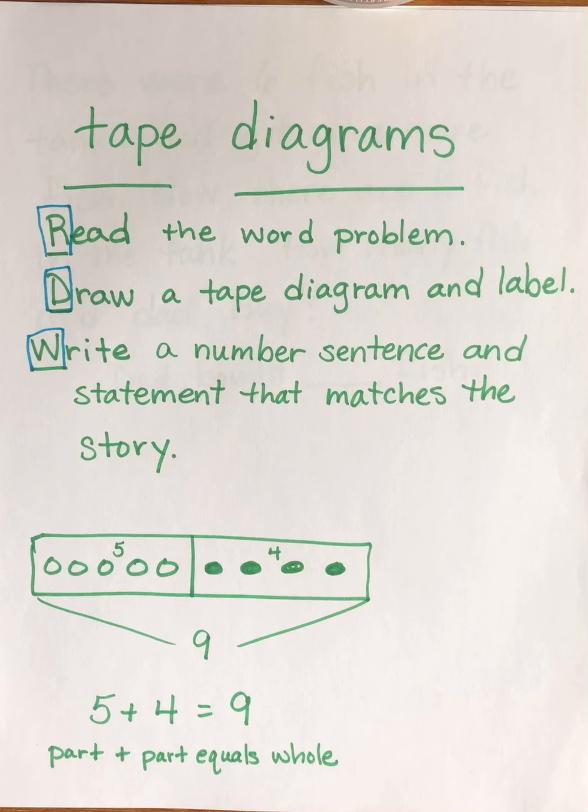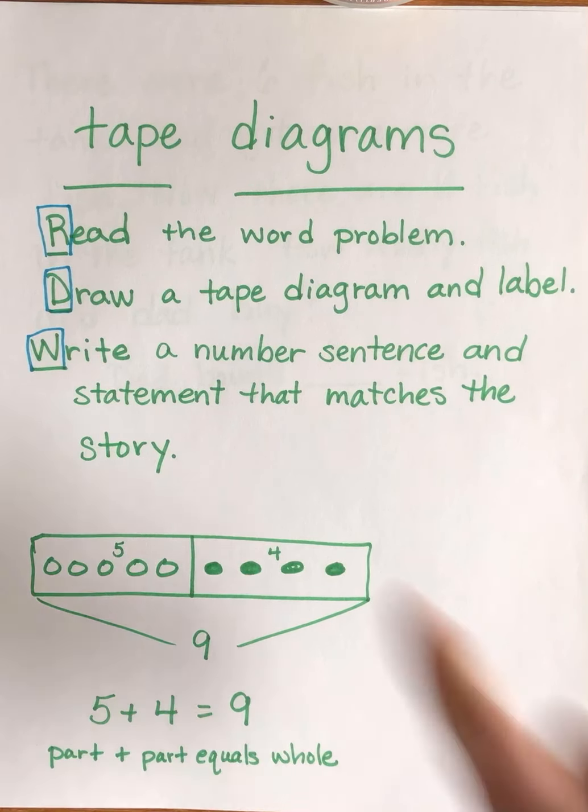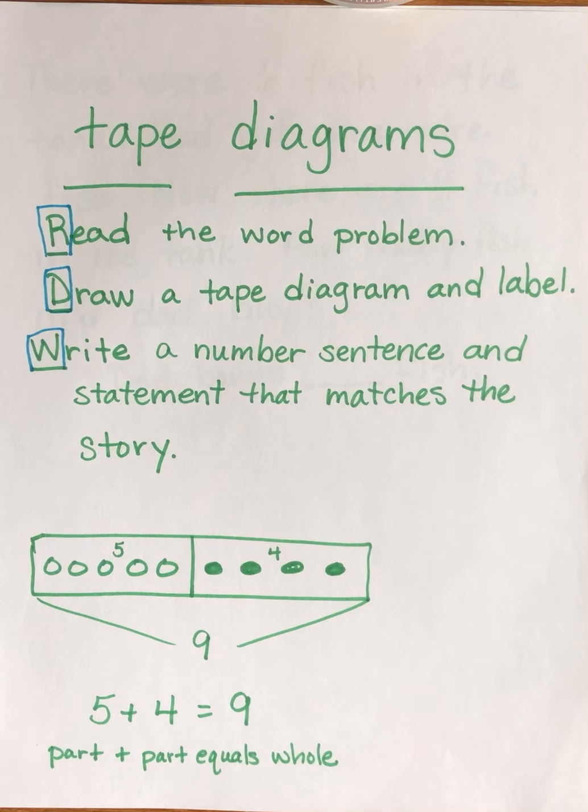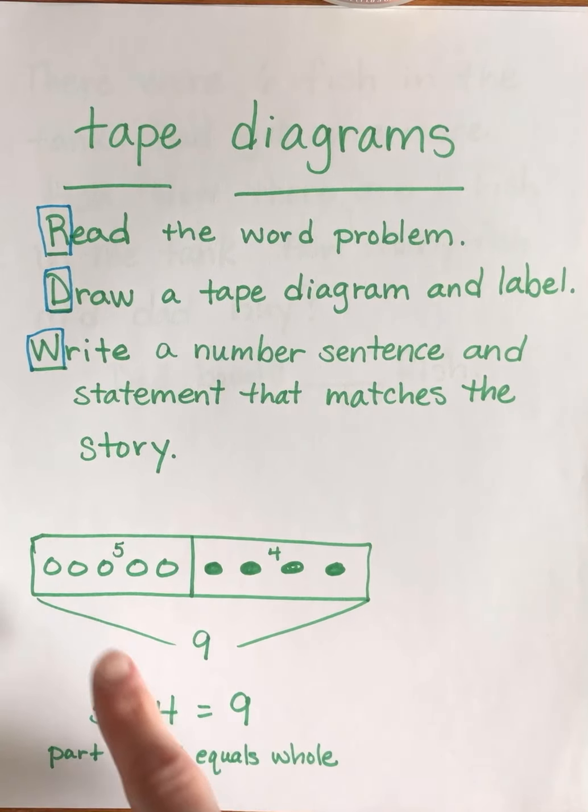Yesterday, Mrs. Sorokas introduced tape diagrams to you. Tape diagrams are just another tool that you can use to help you solve problems. It's kind of like a strategy that you can choose to use when you're trying to solve, especially a word problem. And we need to remember the RDW strategy. We read the word problem, we draw a tape diagram and label it. We write a number sentence and a statement that matches the story. And this is an example of a tape diagram.